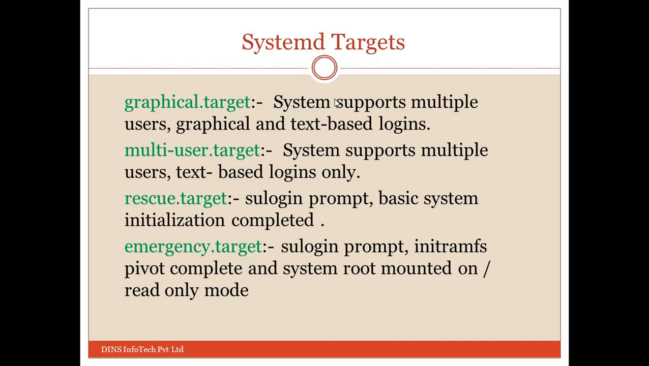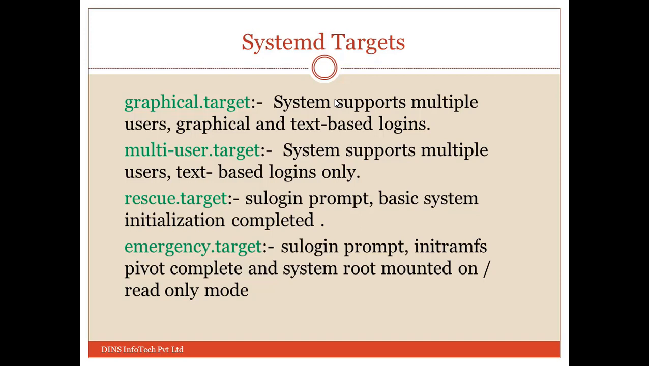The rescue target provides a su login prompt, with basic system initialization completed. The emergency target provides a su login prompt, with initramfs pivot completed and the system root mounted in read-only mode. What is the difference between the rescue target and the emergency target? In rescue target, the system root is mounted as read-write, and in emergency mode, the system root, that is forward slash, is mounted as read-only.